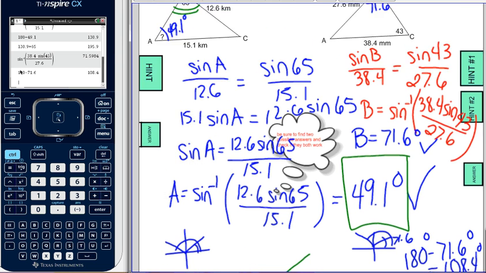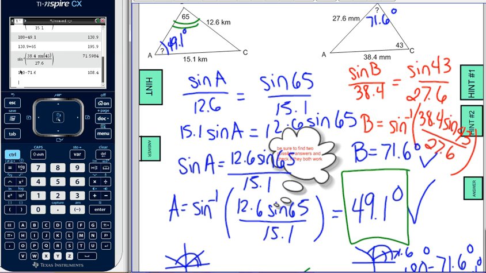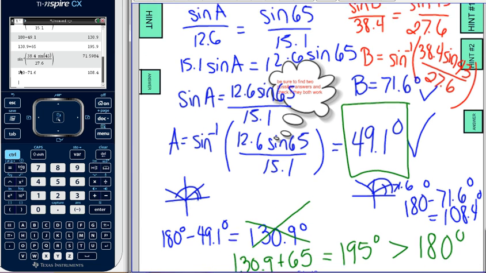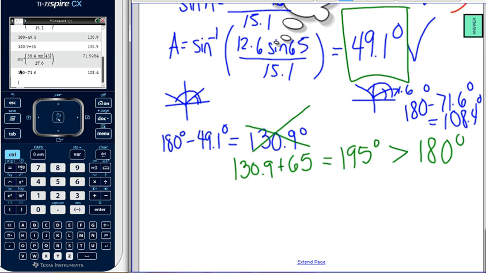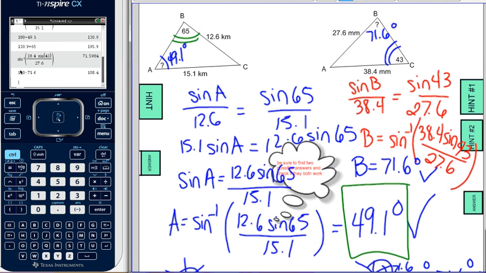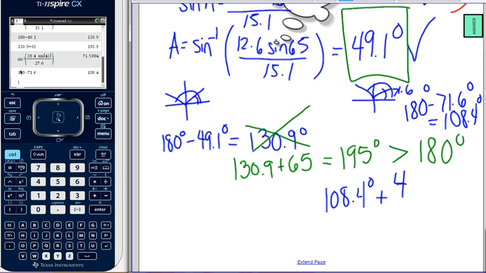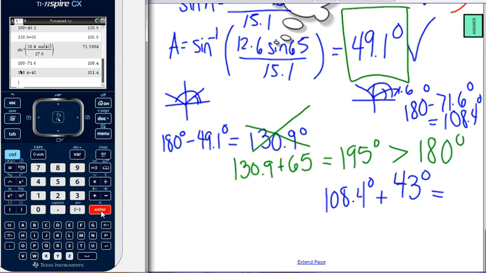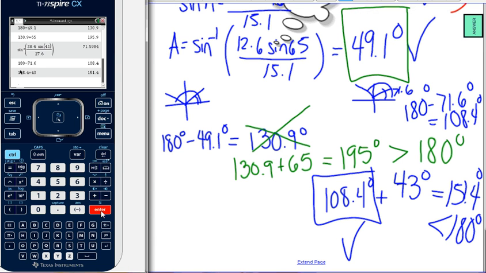Okay, so our original triangle, we have to figure out, if we add 108.4 plus 43 degrees, is it going to be less than 180? Is it possible that that could be a solution? We use 43 degrees because that's this other angle that we know for sure is part of the triangle. And we can see that that's not going to be more than 180 degrees, but just to be sure, we've got 151.4. Okay, so that's less than 180 degrees, which means 108.4 is another possible solution.